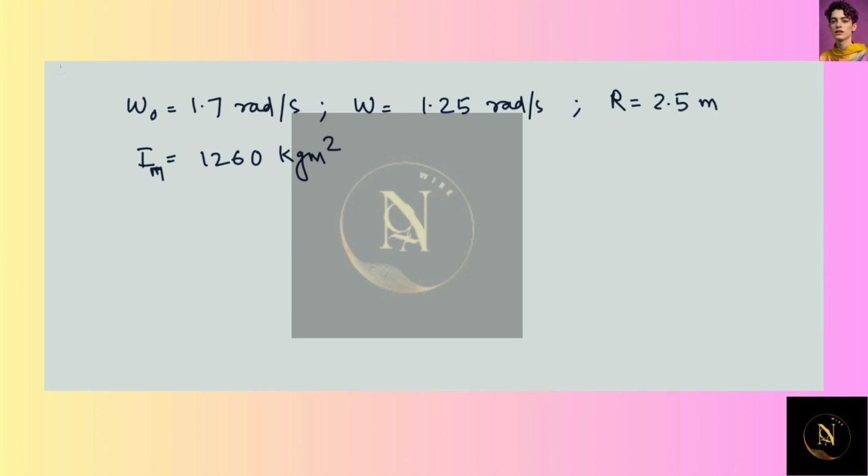Angular momentum is conserved in the interaction between the child and the merry-go-round because there is no external torque. Therefore, Li is equal to Lf, where i stands for initial and f stands for final. Therefore, Li of the child plus Li of the merry-go-round is equal to Lf of the child plus Lf of the merry-go-round. And since the child is at rest initially, this goes to 0.